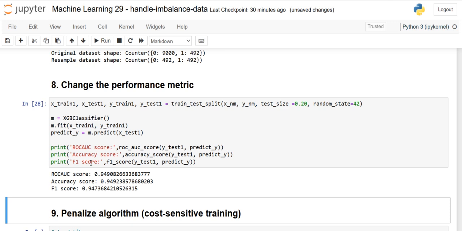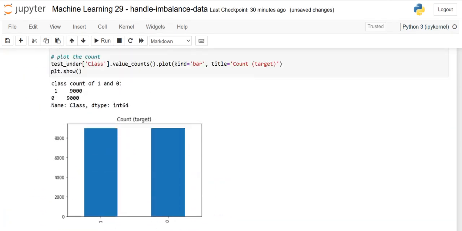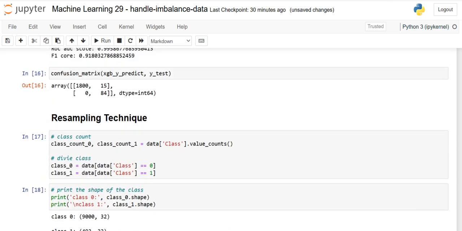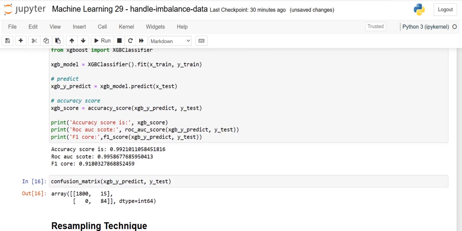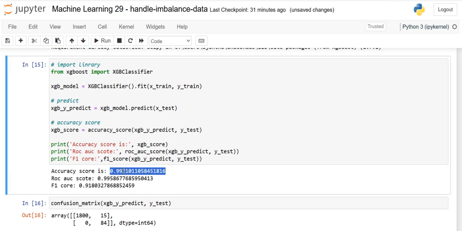Okay, so yes, dear friends, you are able to apply this. I just scroll a little above. So when making use of this XGBoost, kindly observe here this accuracy, we just have 99, and ROC is 99, and F1 score is 91.